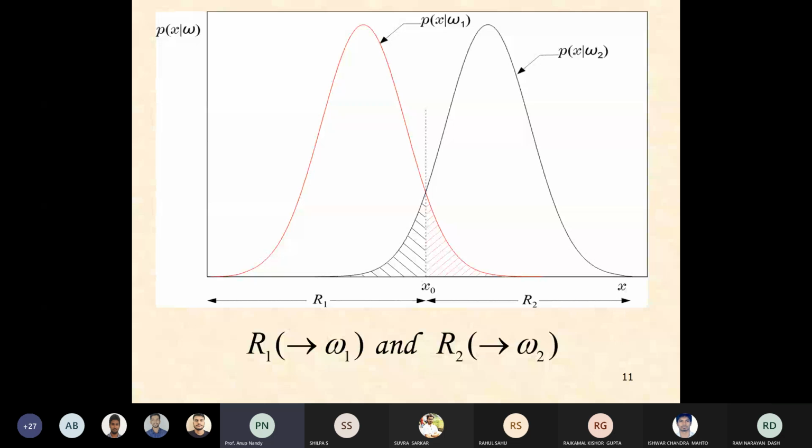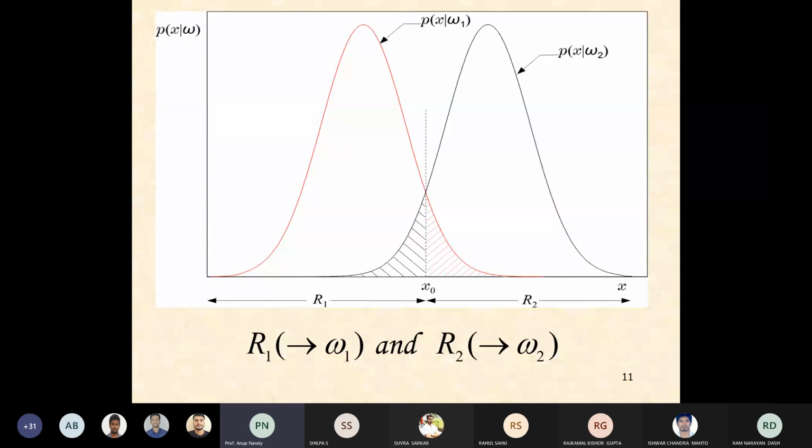Now, whenever this error comes up, you need to handle those types of errors. So your ultimate job is to design a classifier in such a way that the probability of misclassification error will be less. So today we are going to see minimizing the average risk.